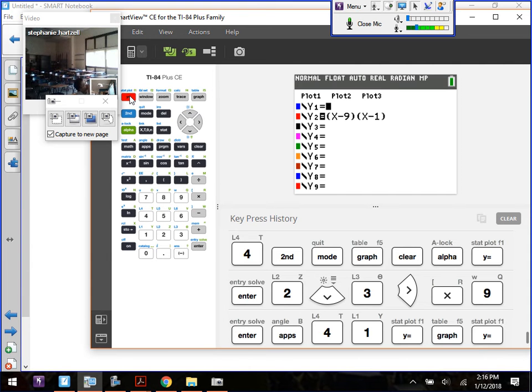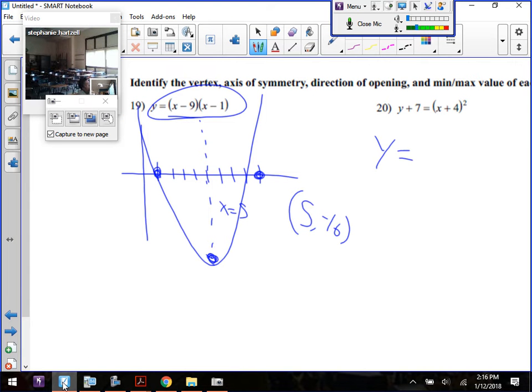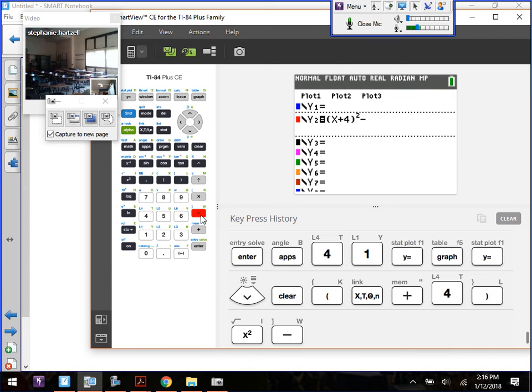8y equals, and if I move the 7 over, we have the quantity of what, something? x plus 4 quantity squared minus 7? x plus 4 quantity squared minus 7.